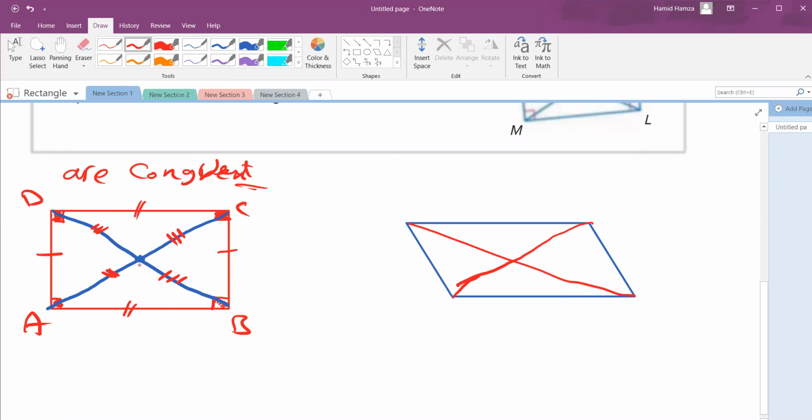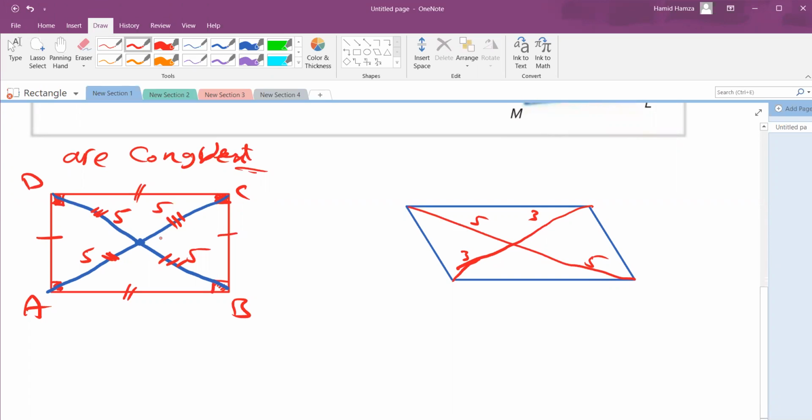Also, the four parts will be the same. That means if this is 5, this is 5, this is 5, and this one is 5. Four of them are 5, guys. But here, if this is 5, so this is 5. So it will be 3, this will be 3. But they are different, okay? Because we have two different diagonals. Okay, guys. The second point I wanted to point to is these two angles, angle 1 and angle 2.